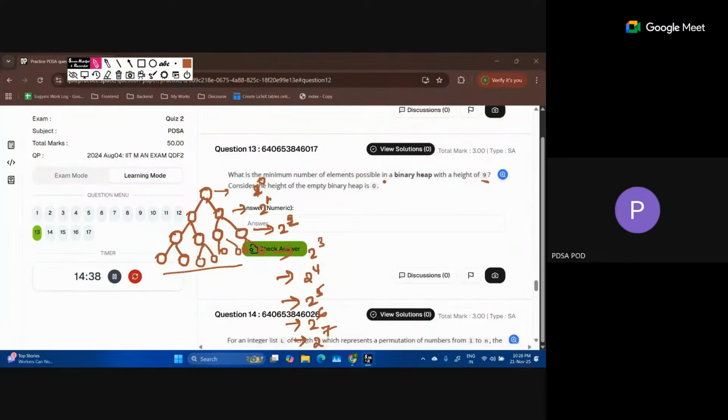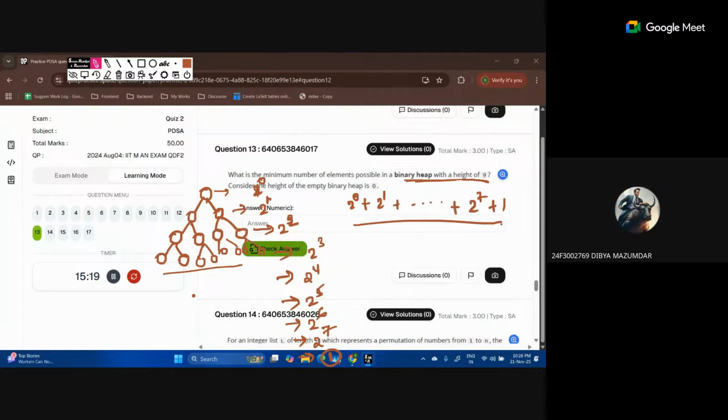But now I am saying that the binary heap has a height of 9, which means that there is a node at the 9th level also. This is the minimum number of elements you require, so there will be one node in the 9th level because you need the minimum number of nodes. So that's why we are taking this one. The total number of nodes in the tree will be equal to 2 power 0 plus 2 power 1 up to 2 to the power 7, plus 1. Solve it now. This is the formula. Got it?